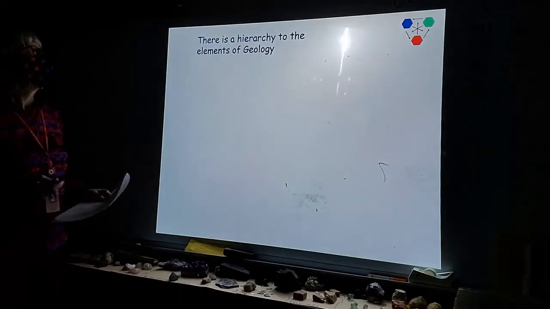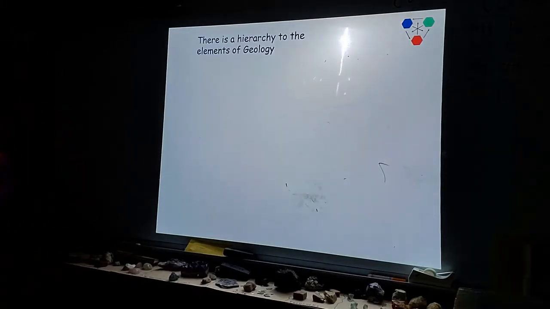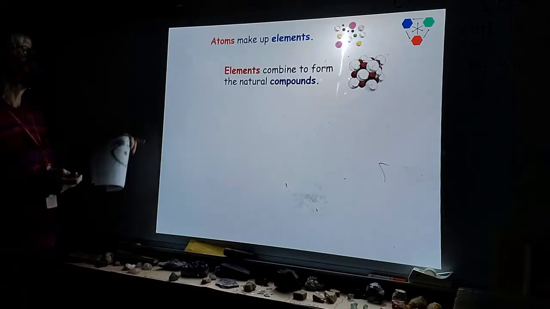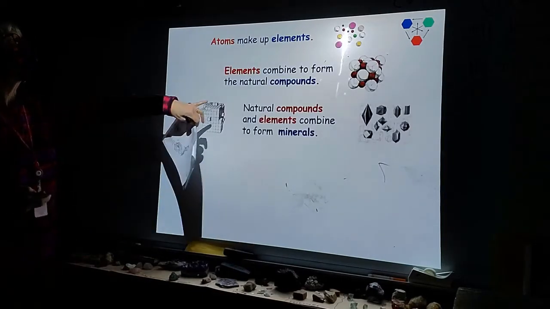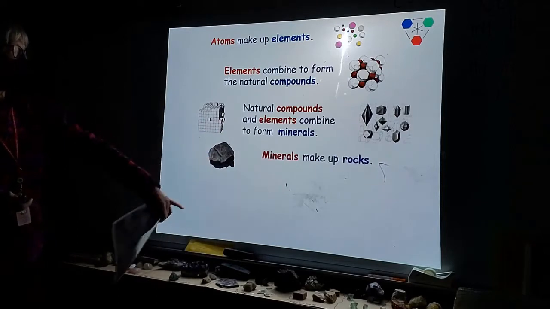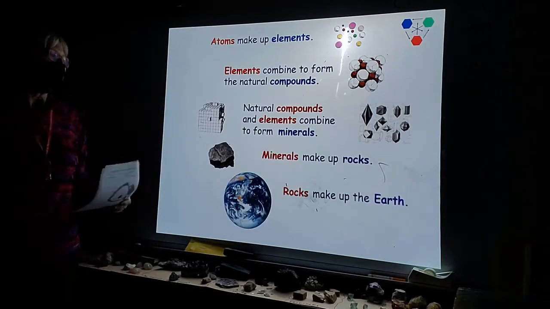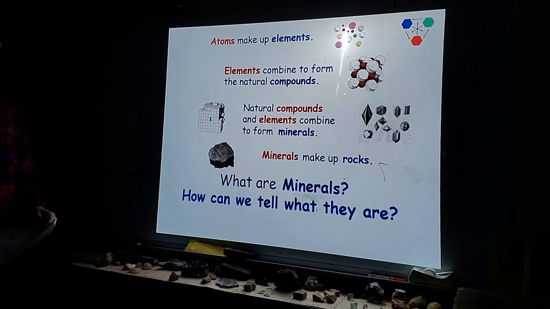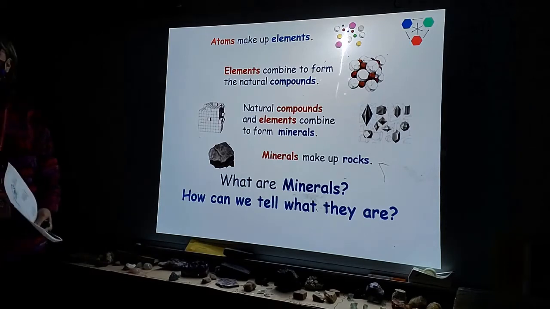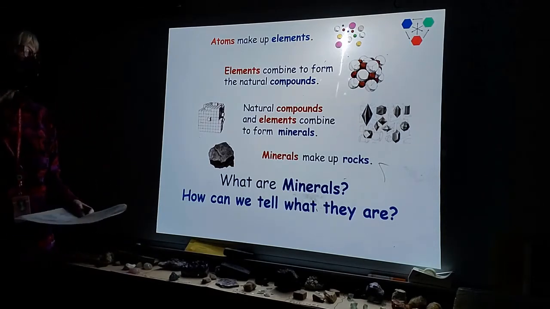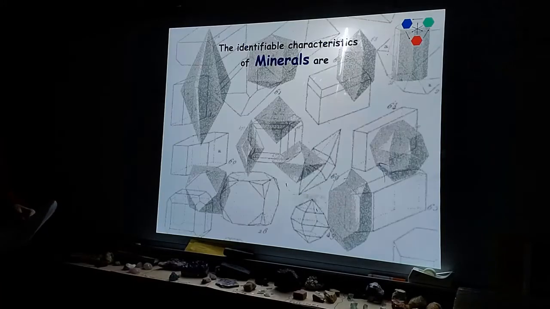Okay, moving on. We're going to see this again. You've seen this already. You don't have to write it again. Basically, again, atoms make up elements. Elements make compounds. Compounds and elements make minerals. Minerals make rocks. And rocks make up the earth. So what are minerals now? We've already had our lectures on minerals. We're going to back up a little bit. Let's see what this PowerPoint says about what they are.